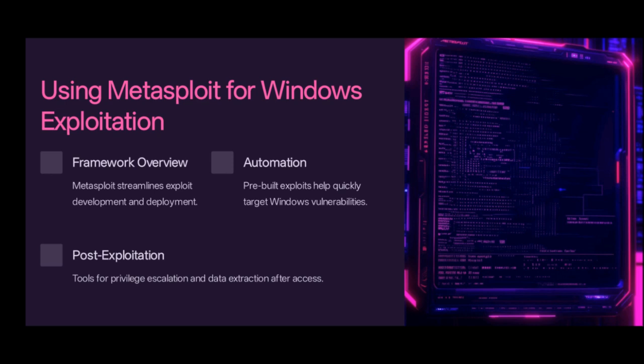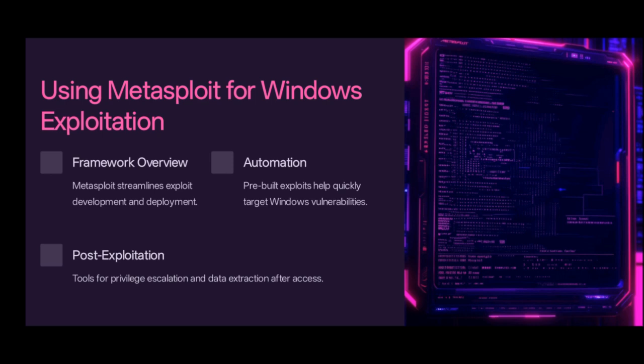Once access is gained, Metasploit enables a wide range of actions. Privilege escalation, gaining system-level access. Persistence, creating backdoors or modifying registry keys. Data extraction, dumping password hashes or capturing screenshots. Lateral movement, attacking other systems in the network.